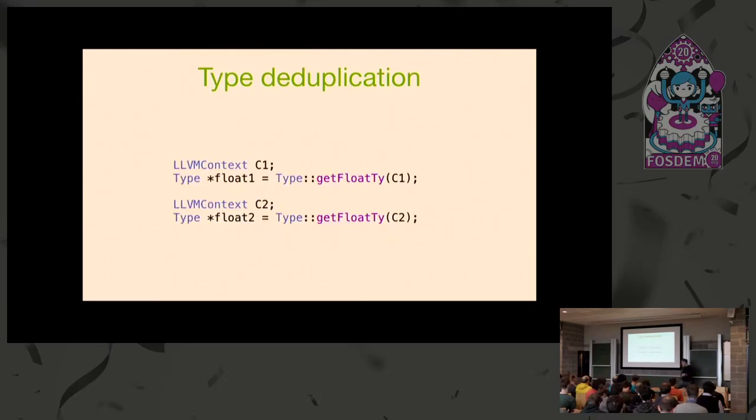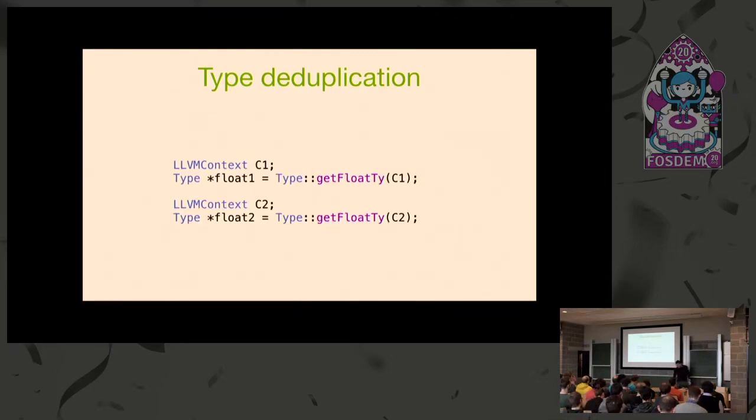So this is one of the examples why it doesn't work, because in LLVM, types are considered equal if they point to the same object, basically. So all the types are allocated on the heap, and if you have two different contexts and you ask for two floats, they are the same type, right?